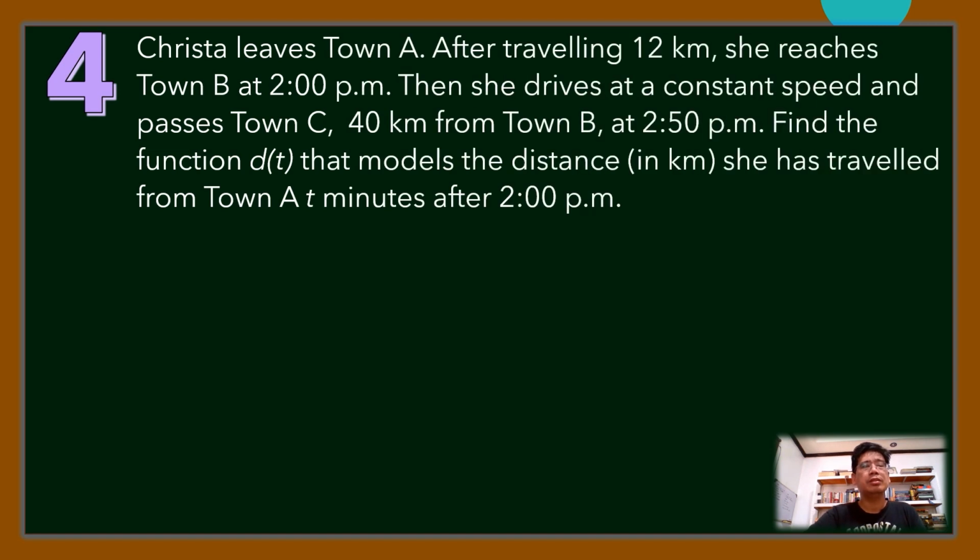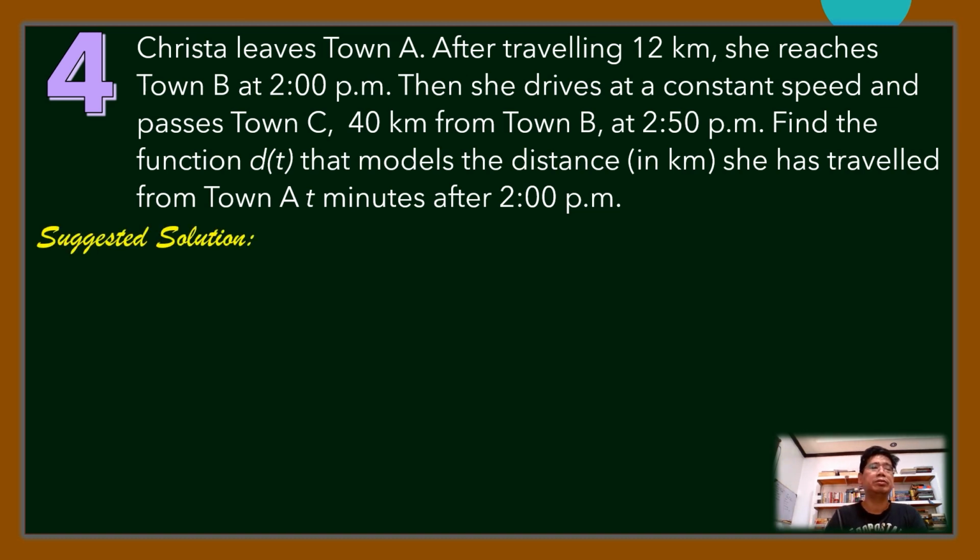Question number 4. Christa leaves town A after traveling 12 kilometers. She reaches town B at 2 p.m. Then she drives at a constant speed and passes town C, 40 kilometers from town B, at 2:50 p.m. Find the function d of t that models the distance in kilometers she has traveled from town A t minutes after 2 p.m.